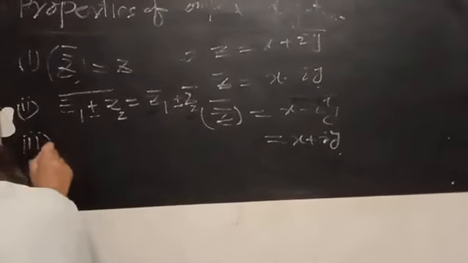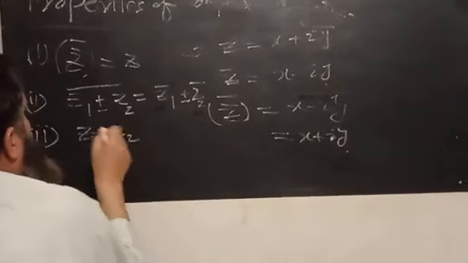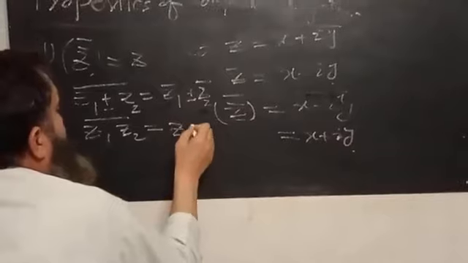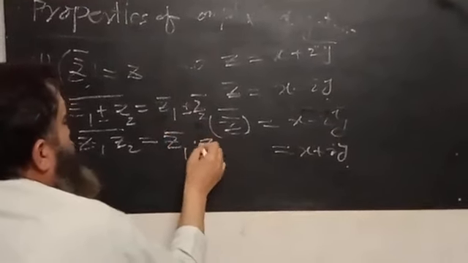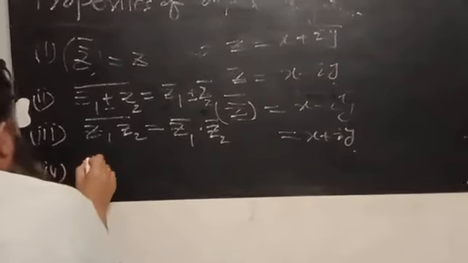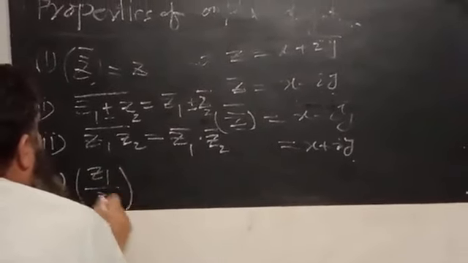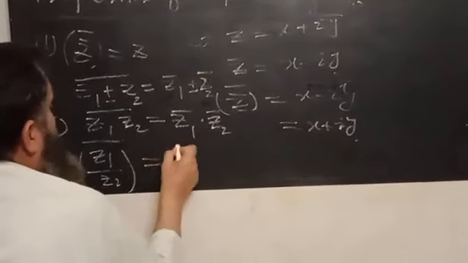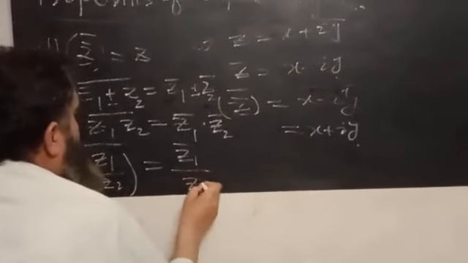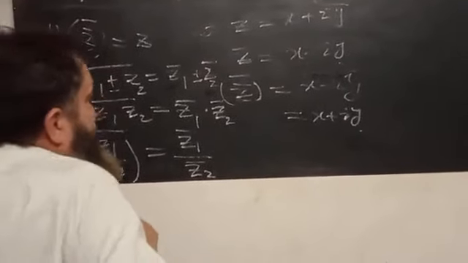Third is z1 into z2 whole conjugate is equal to z1 conjugate into z2 conjugate. And fourth one is z1 over z2 whole conjugate is equal to z1 conjugate over z2 conjugate. So these are a few properties of the conjugates of a complex number.